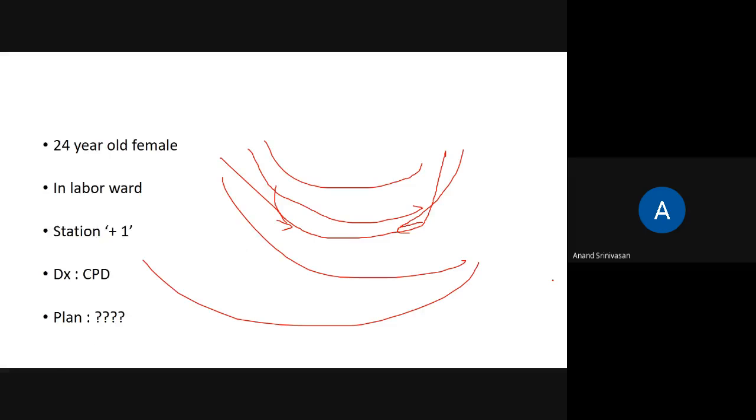But suppose it is engaged. This is -2, -1, 0, +1, +2. I told it the other way. Now in this case, the baby is at plus 1 station. That is, the baby has started to come out. It has passed through 0 and is at plus 1, but it is unable to pass beyond it.